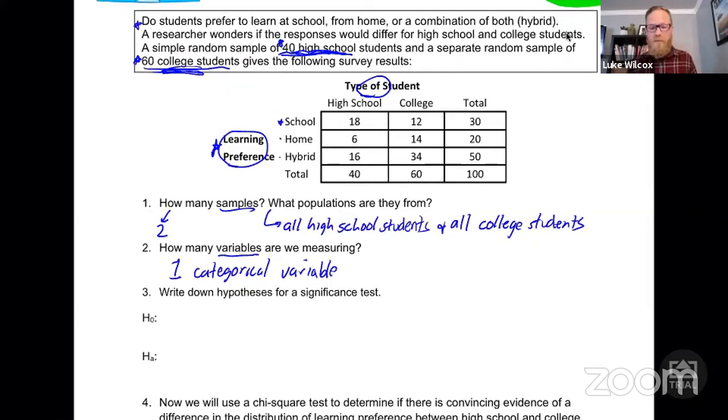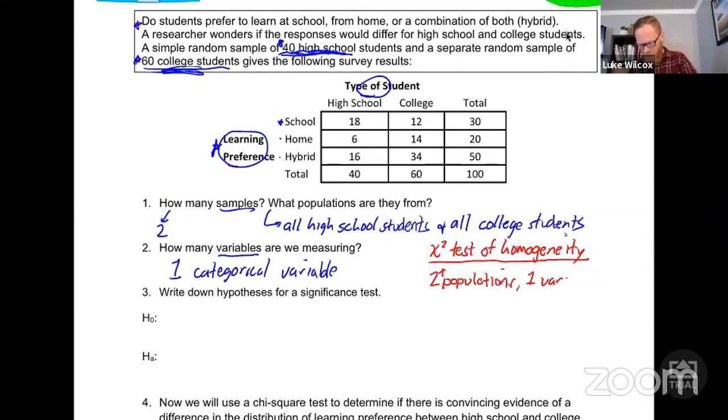So we now have the biggest distinction between what we talked about yesterday in the chi-squared goodness of fit and what we're going to talk about today, which is the chi-squared test of homogeneity. And I'm going to just make note of this right now. For a chi-squared test of homogeneity, which is what we're dealing with here, you have 2 populations. And the reality is we actually could have 2 or more populations. If I wanted to take another random sample of, say, graduate level college students, I could do that. And we're going to be measuring one categorical variable here. Whereas yesterday we had 1 population, 1 variable.